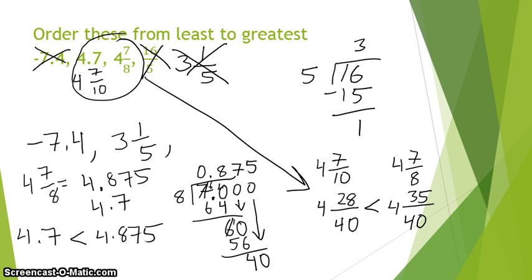So I'm going to continue ordering these. My next smallest one is 4.7, as we found out two ways, and my biggest one is going to be 4 and 7/8. Sorry, it's a little bit messy here.